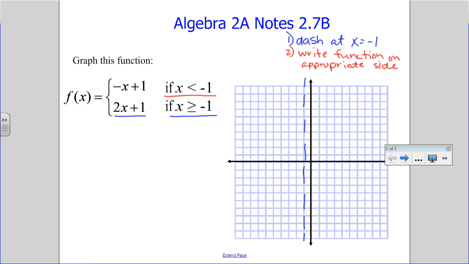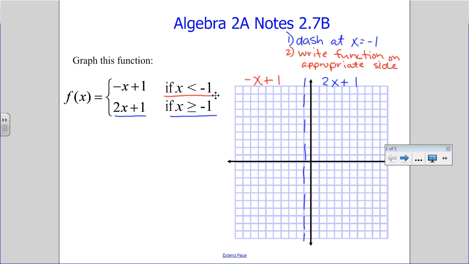Alright, so for x less than -1, that's to the left. We're going to graph the function opposite of x plus 1. For x greater than or equal to -1, we're going to graph the function 2x plus 1. But we're going to do things a little bit differently than we have. What I'm going to have you do is evaluate those functions for given points. But if you notice, there's no given points yet. And so what you're going to do is pick those points.